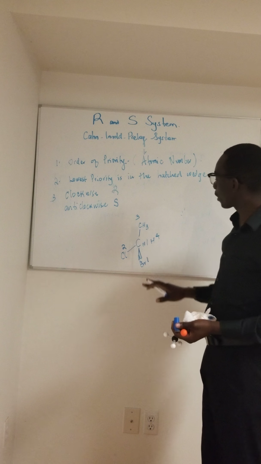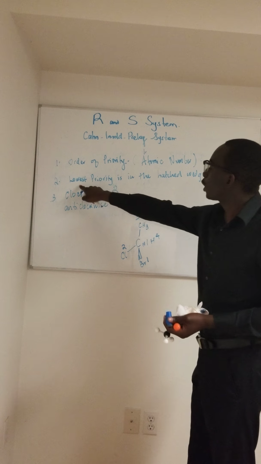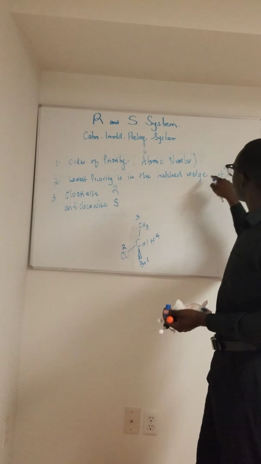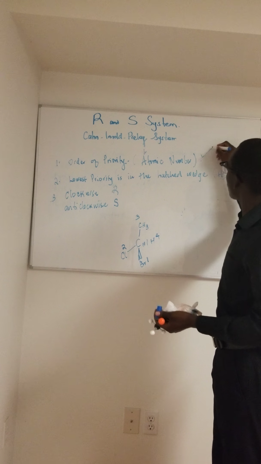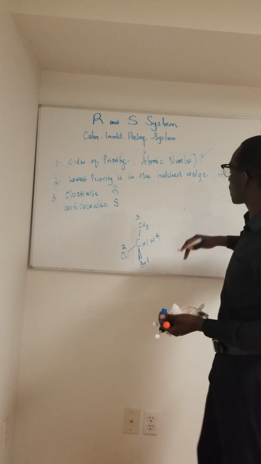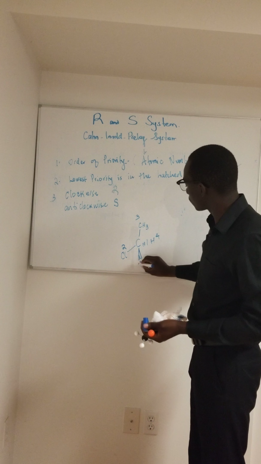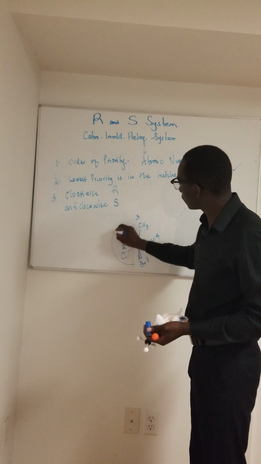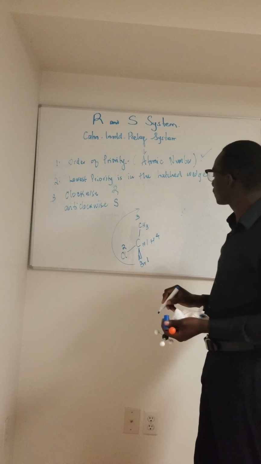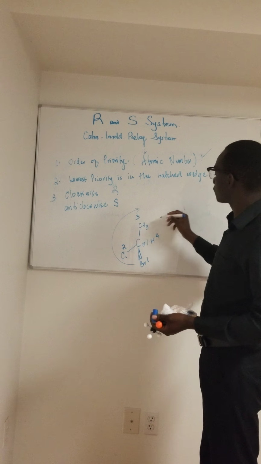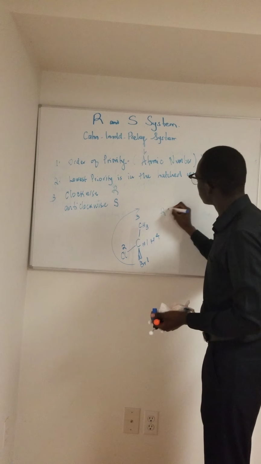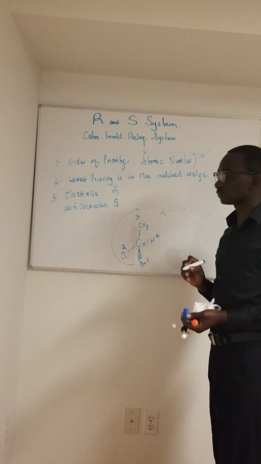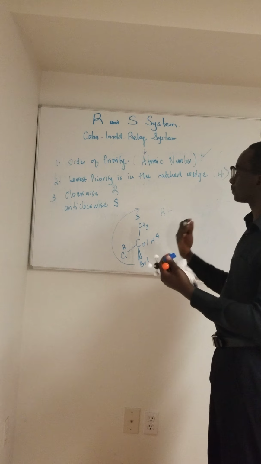So now, this is my priority. So now, the lowest priority must be on the hatched wedge. So the hydrogen is already on the hatched wedge. So therefore, we are done with that. So now we are going to count. If our counting is clockwise, it is R. If it is anti-clockwise, it is S. So for this case, this is an R isomer. So this is how we identify.